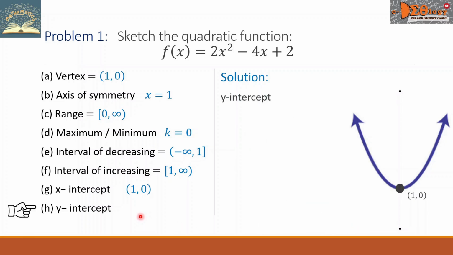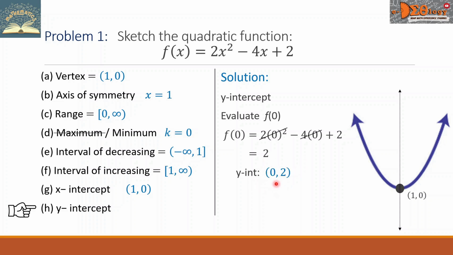Now, y-intercept. This is the point where the graph touches the y-axis. Here we evaluate f of 0, or we say that we set x equals 0. Our f of x is here, so f of 0 is 2 times 0 squared minus 4 times 0 plus 2. Because of the zeros, we can cancel this out. Finally, the answer is positive 2. That means for the y-intercept, x is 0 and y is 2.